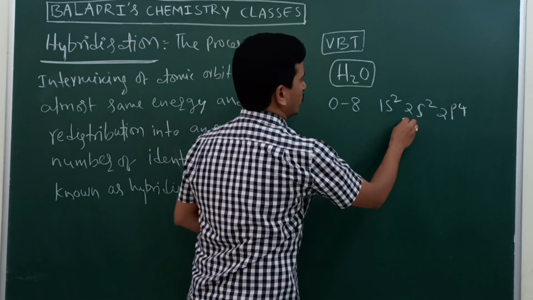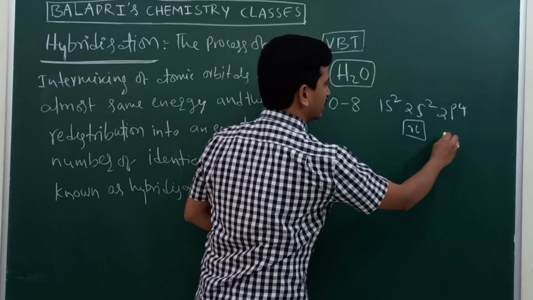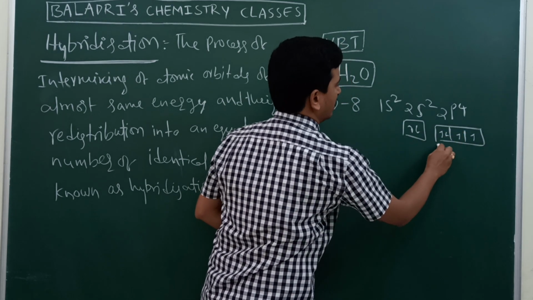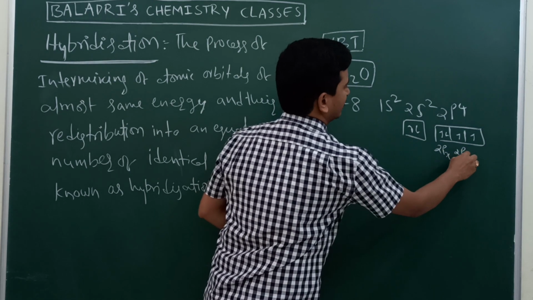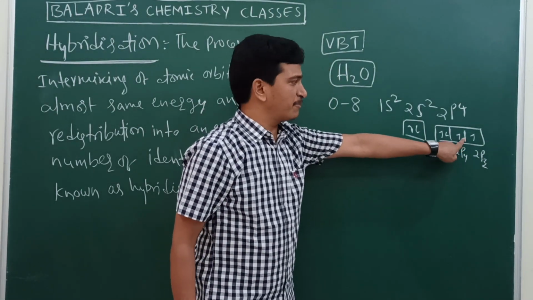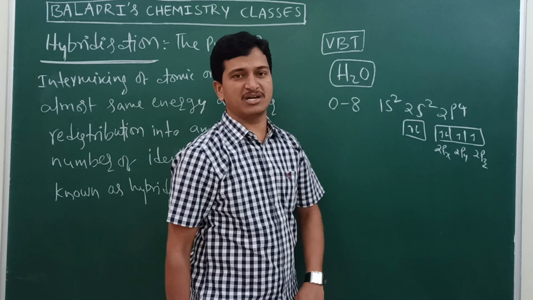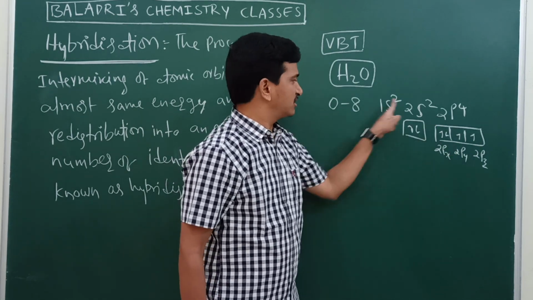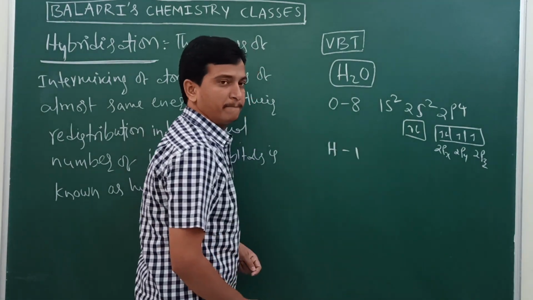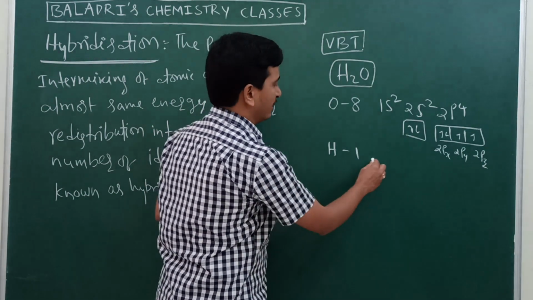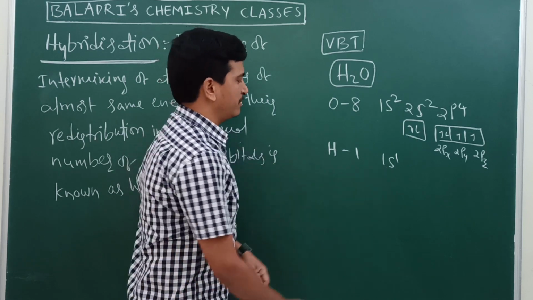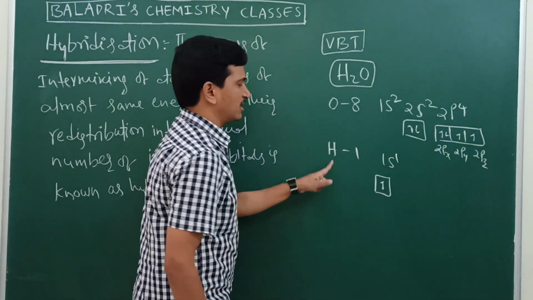In 2s there are 2 electrons. In 2p there are 4 electrons: 1, 2, 3 and 4. Let me take this as the 2px orbital, this as the 2py orbital and this as the 2pz orbital. In the 2py orbital one unpaired electron is there, and in the 2pz orbital one unpaired electron is there. These 2p orbitals of oxygen will overlap with a hydrogen s orbital. Hydrogen's atomic number is 1, and its electronic configuration is 1s1, which means the s orbital has 1 electron.